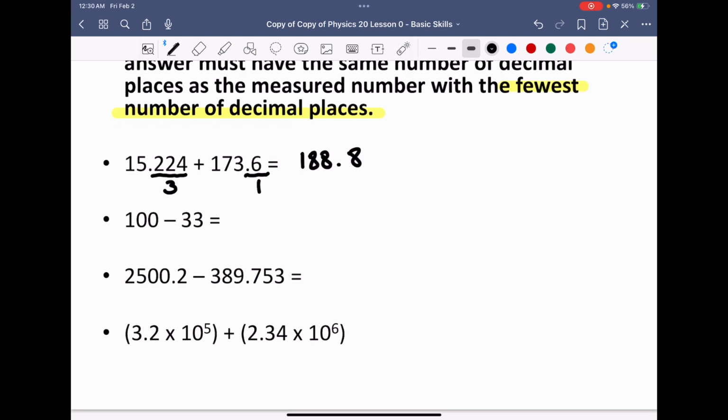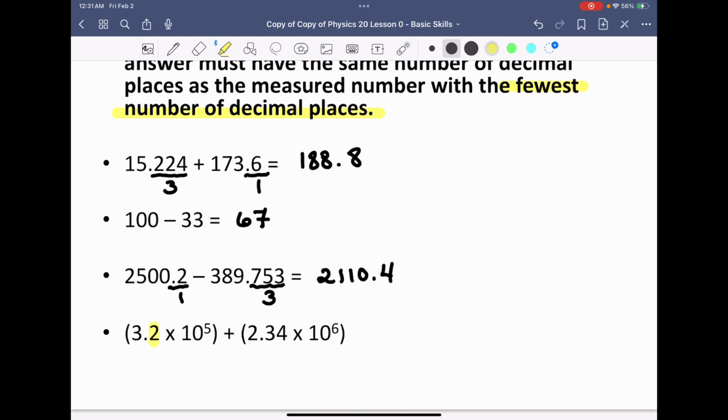I'm only going to put the 1 decimal. Similarly, in the next example, both of these numbers, 133, are whole numbers. They include no decimals, so I shouldn't have any sort of decimal in my answer. And in fact, when I subtract these, I just get 67. In the next example, with the first one I have 1, and with the second one I have 3 decimal places, so my answer should only have 1 decimal place. You subtract them, you get 2110.4.